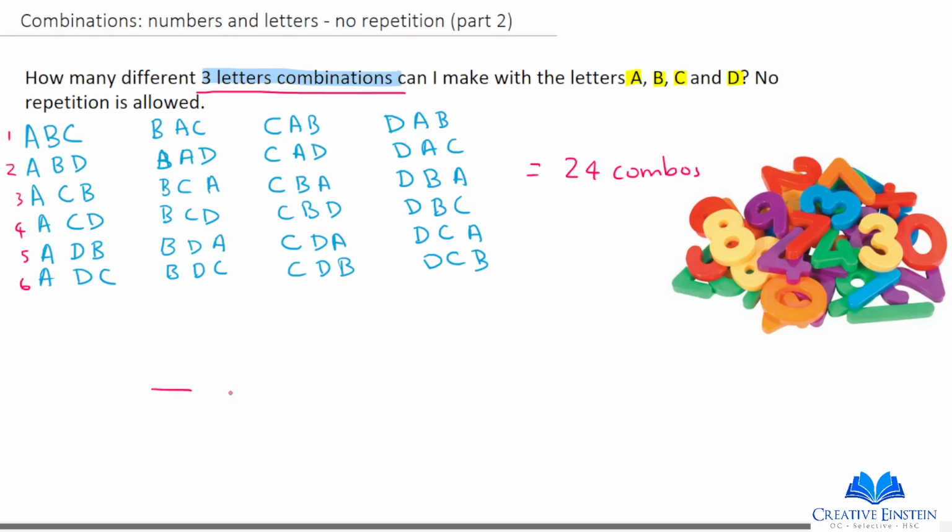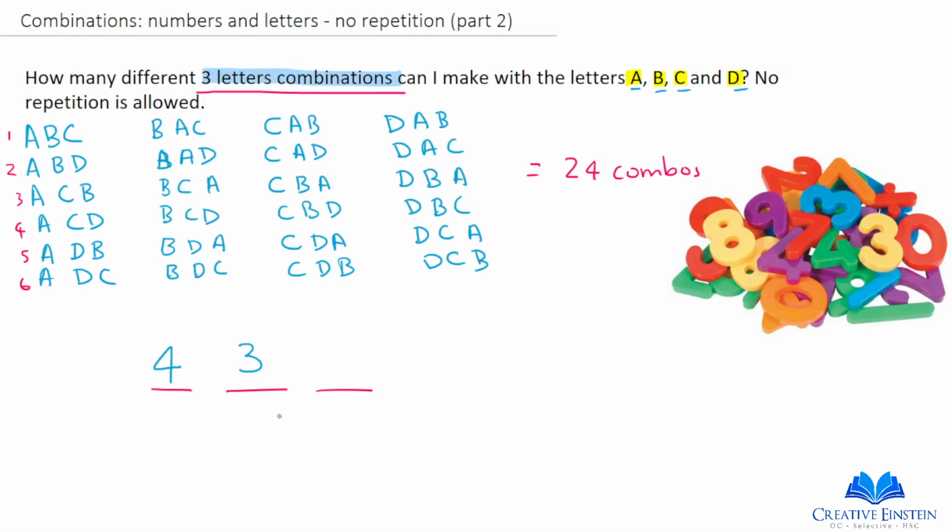Now, we want a 3-letter combination. So 1, 2, 3. In my first position, I have 4 different letters I can choose from: A, B, C, or D. So I'm going to write 4. Once I have chosen my first letter, I only have 3 letters left for my next position. Once I have chosen my second letter, there's only 2 letters left that I can choose from.